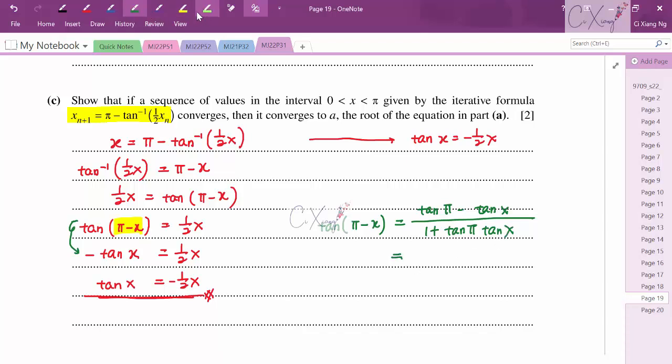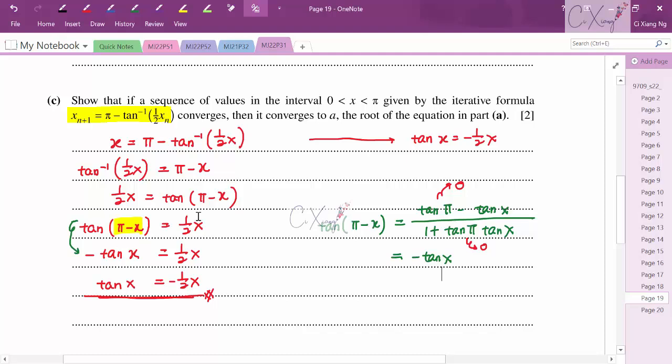Okay, and then you can see that the value, tangent pi, is actually equal to 0. So this one is equal to 0. If you try to simplify it, eventually you also get a negative tangent x. You can use the compound angle formula. All right, and this is how we get from the iteration formula back to the original equation that we have. So this is what we have for part C.